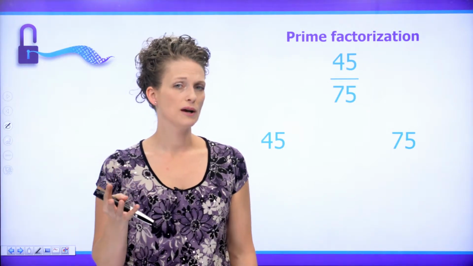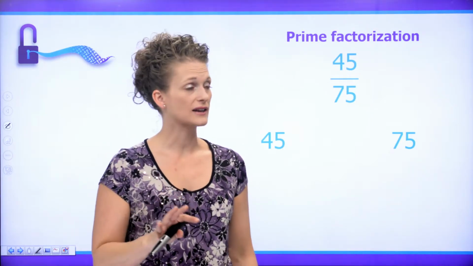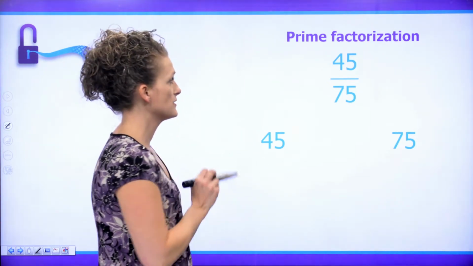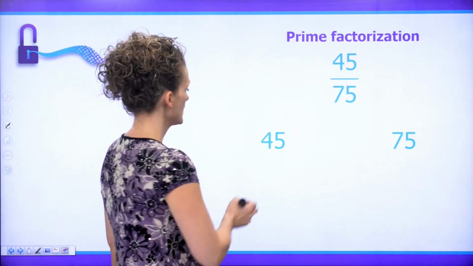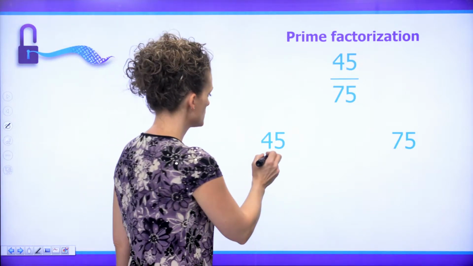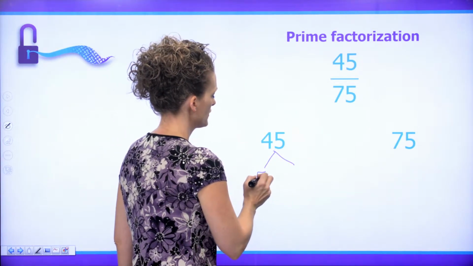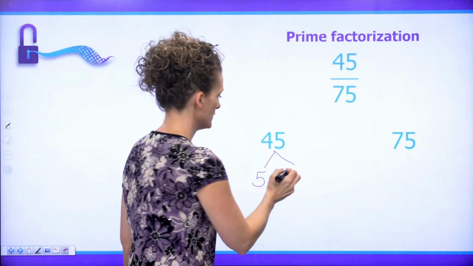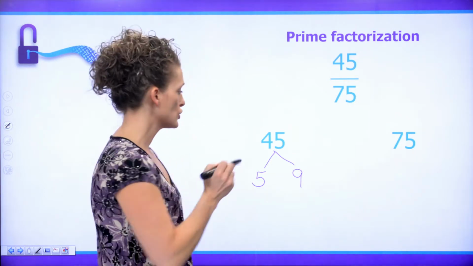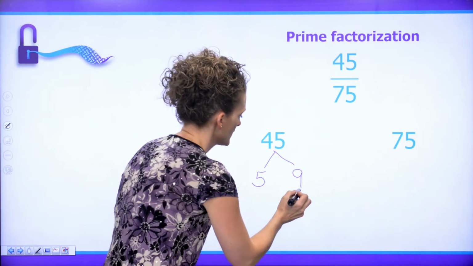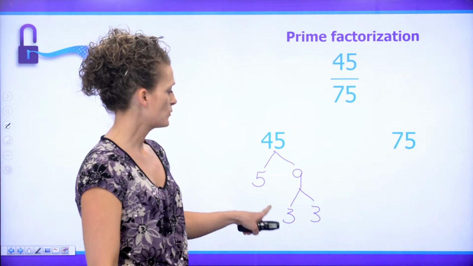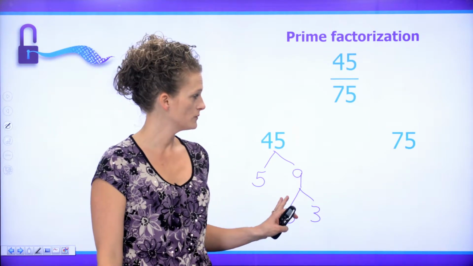So there's something called prime factorization, which we have already practiced, but now we're actually going to use it. So 45 and 75, we're going to do our factor tree. And we know that 45 is divisible by 5. That's the easiest thing, our divisibility rules. So if I divide 45 by 5, I get 9. Well, that's much simpler now. 5 is a prime number, so 9 will divide by 3. So if I divide 9 by 3, I'm left with 3. So now we have only prime factors, so we're good with that tree.